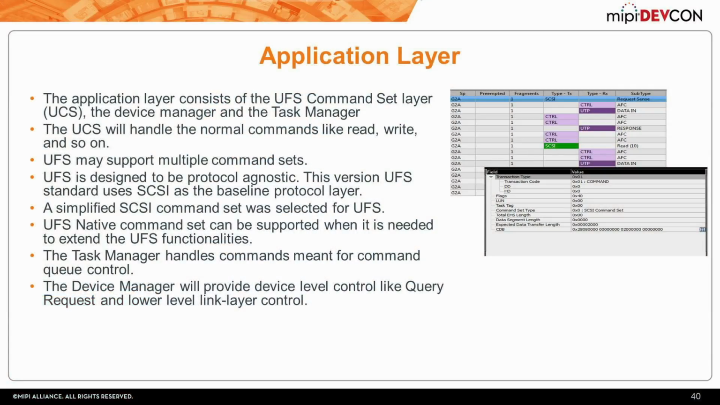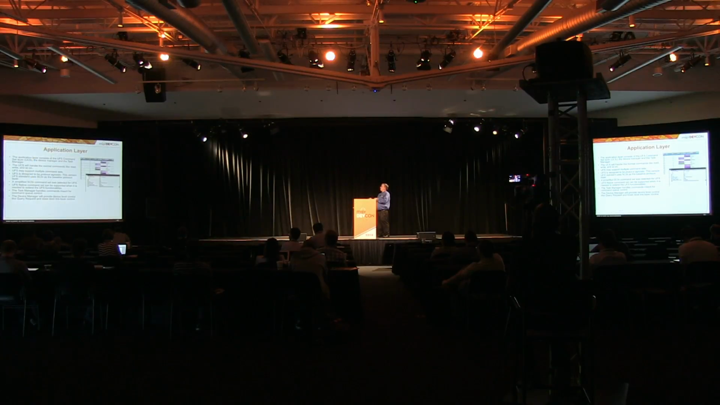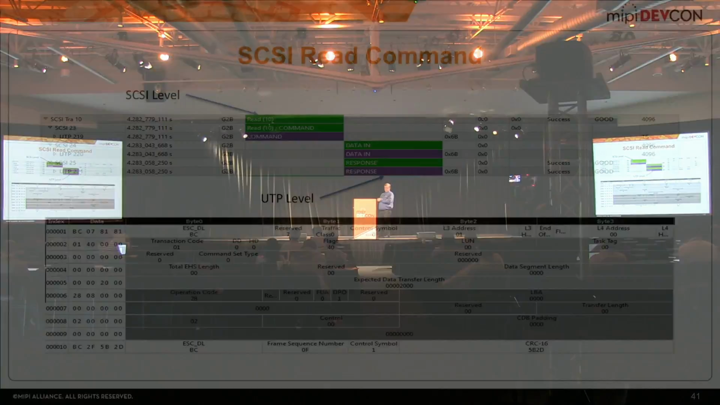So the application layer of UFS consists of the UFS command set layer, or the UCS, the device manager and task manager. So the upper layers are going to handle things like read commands, write commands. And UFS is designed to be protocol agnostic, but this version basically uses SCSI. So like I said, it makes for easier integration because the higher level software is going to already know how to talk SCSI.